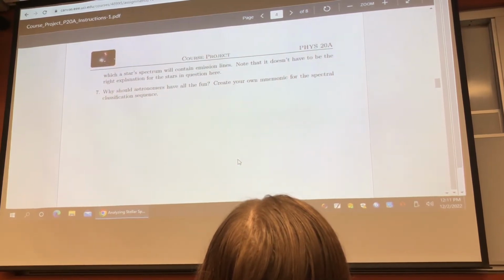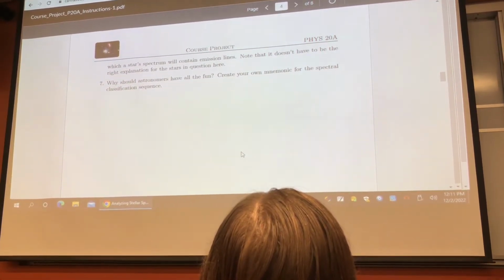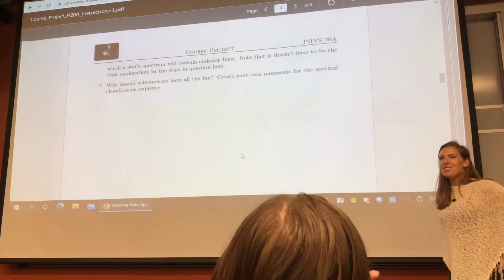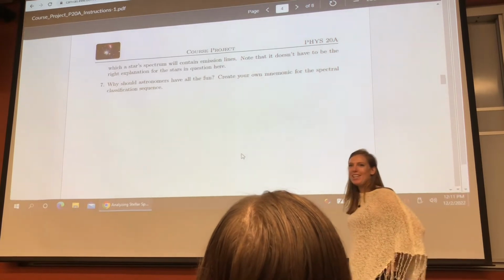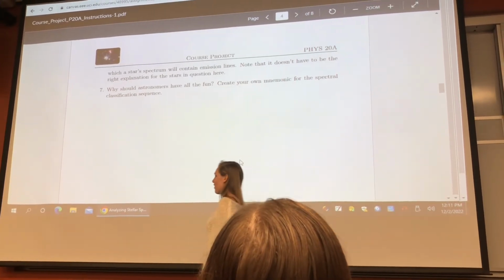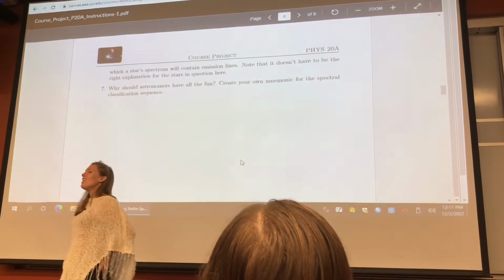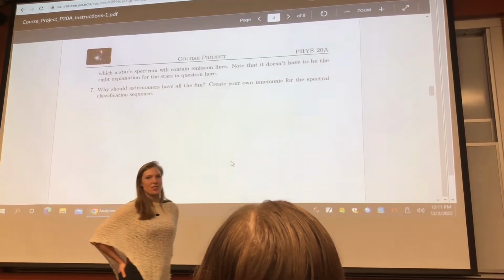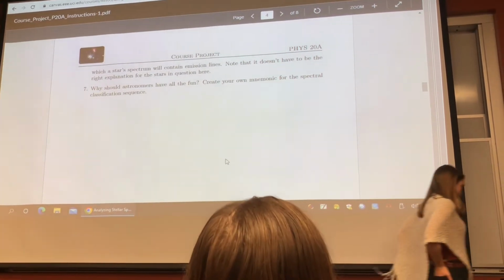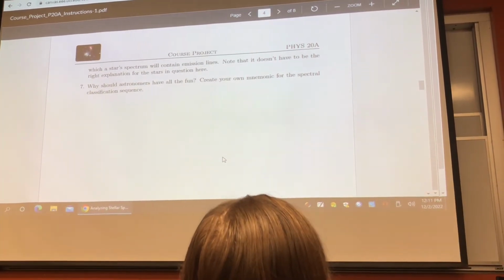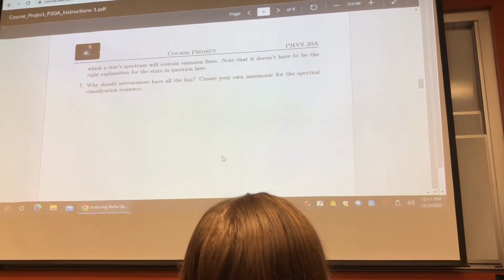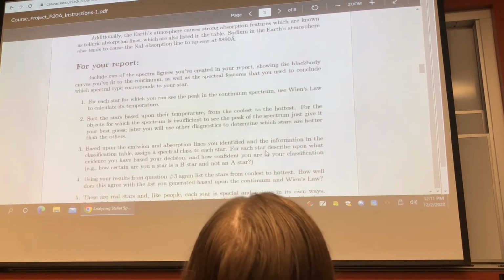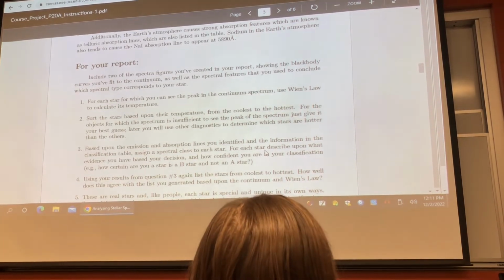Okay, and then number 7, this one is just for fun. So this one is create your own mnemonic for the spectral class sequence. So this is really easy. It's not supposed to be a high work or stressful question. I'll show you an example that I came up with in a sec, but yeah, this is just for fun, so we'll go through that later. Any questions about any of the questions? Okay, great.